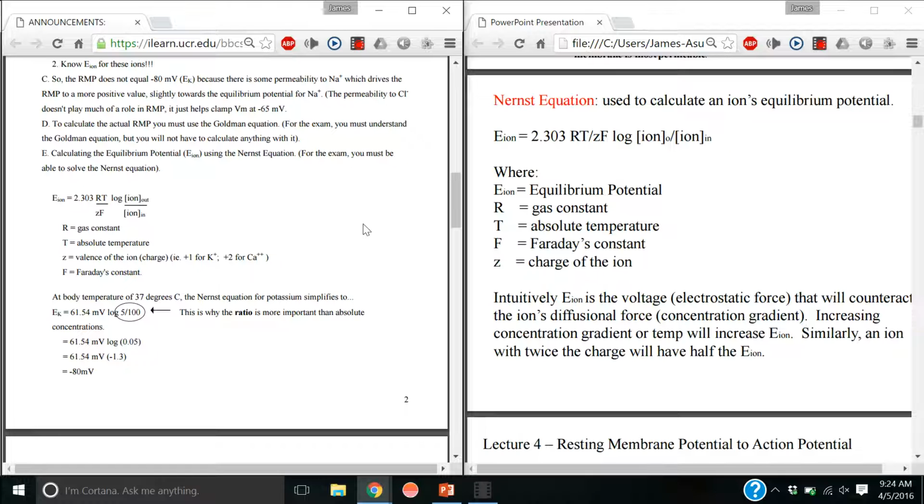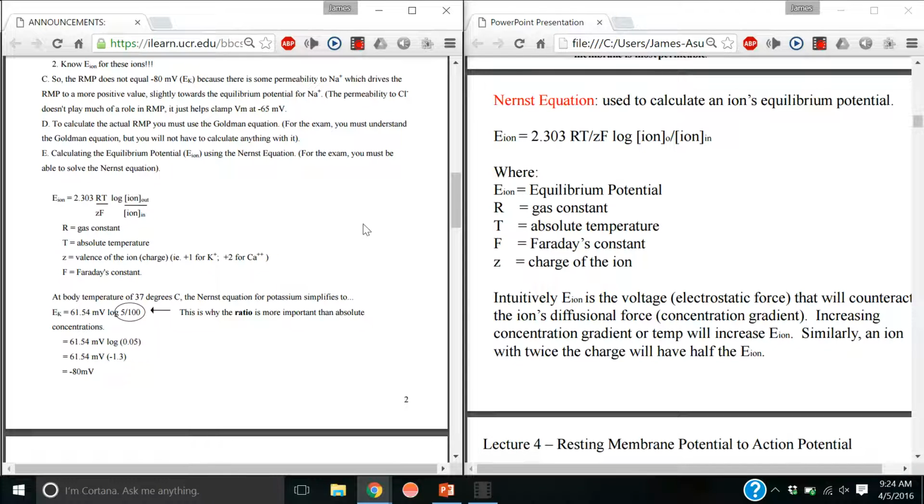So intuitively, and go back to this over and over again, because it's one of the most important concepts in the course: the equilibrium potential of the ion, the voltage and the electrostatic force, will counteract the ion's diffusional force, right? So it's where the diffusional force and the electrostatic force are equal but opposite. That's the intuitive answer for equilibrium potential. So they're equal but opposite. Okay.